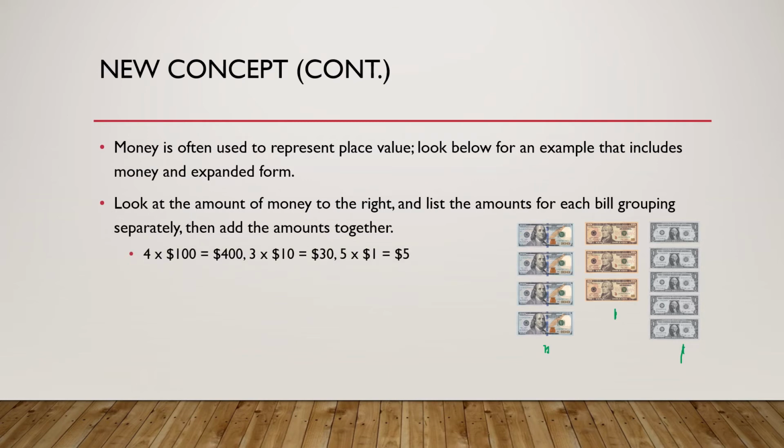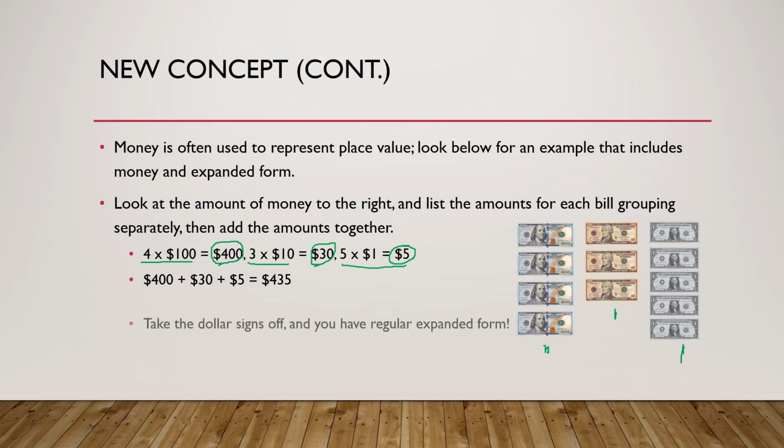So we list each amount separately. We have 4 $100 bills, which is $400. We have 3 $10 bills, which is $30. And we have 5 $1 bills, which is $5. Then we simply write them like we're adding them together. $400 plus $30 plus $5 equals $435.